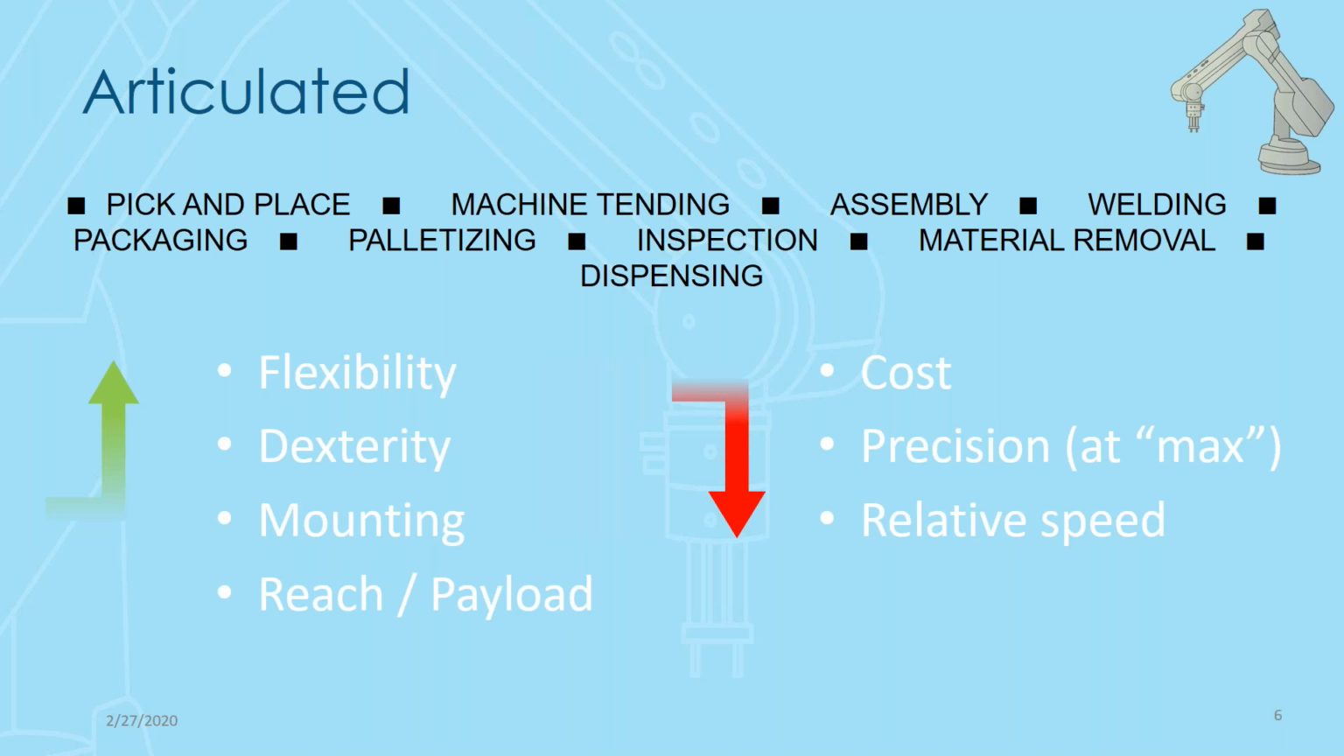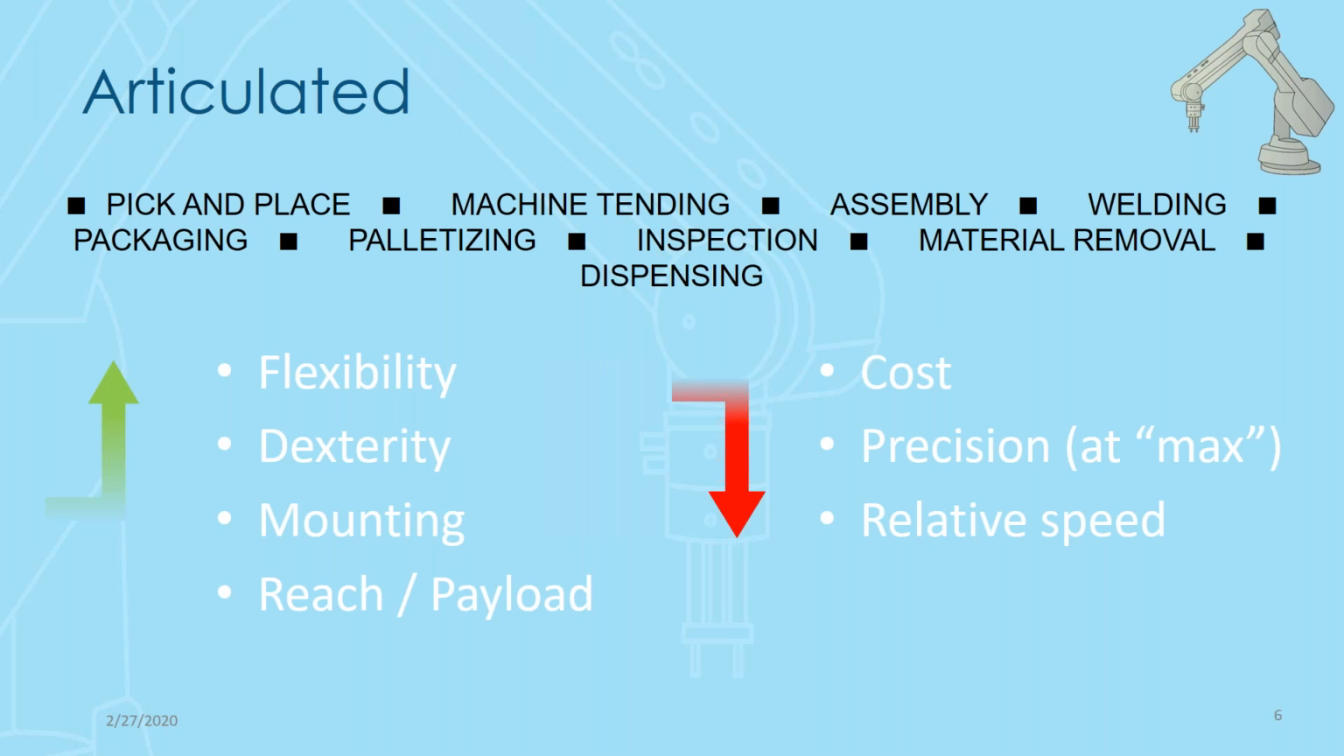So, you know, a couple tons. The downside, all the flexibility and dexterity that you do get comes at a cost. The precision can degrade as you operate in the max zone, so to speak. So when you're at the farthest extent of the reach and the maximum payloads, especially at the same time, precision tends to degrade.